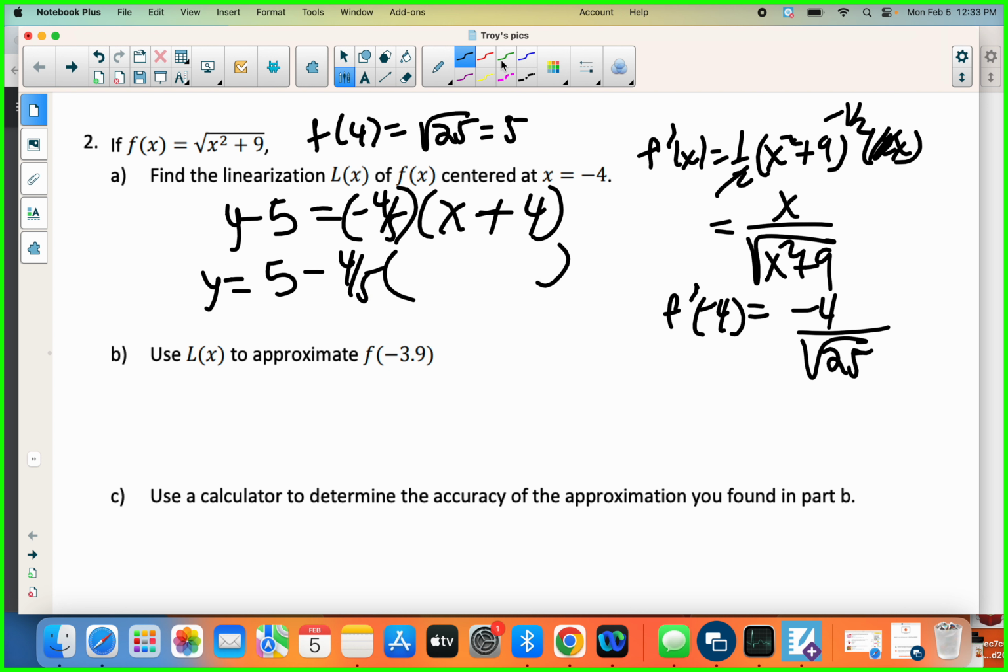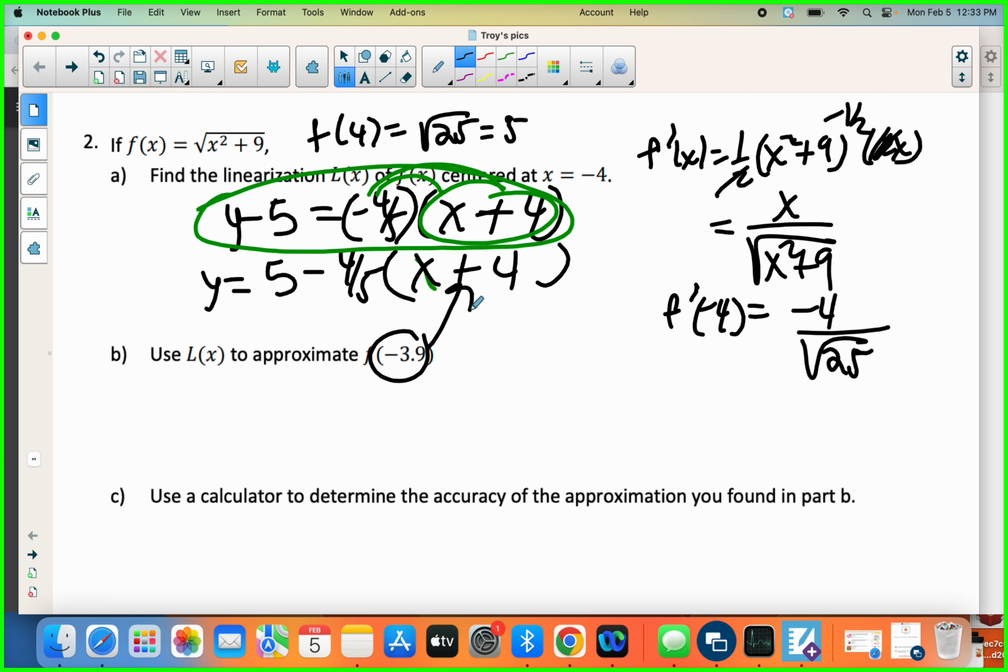So Mike's trying to tell you easier ways to do things. It's a whole lot better not to distribute that, because when you fill in the number in question, I'm sorry, that's the answer to A. I would just leave it like that, or you can move the 5 over. But don't distribute it, because your life is a lot easier if you fill negative 3.9 in there. Okay, so now watch this.